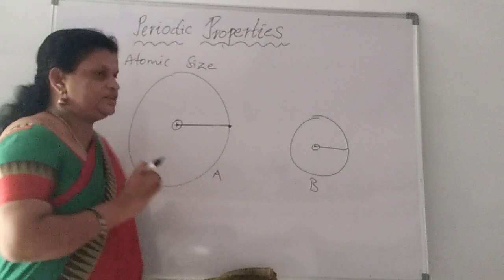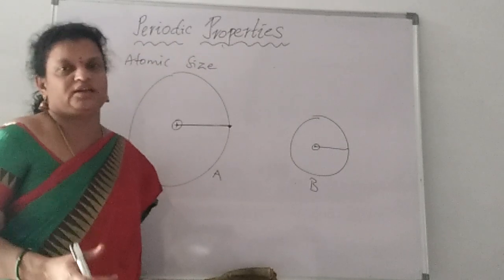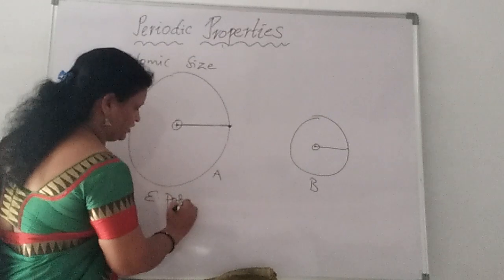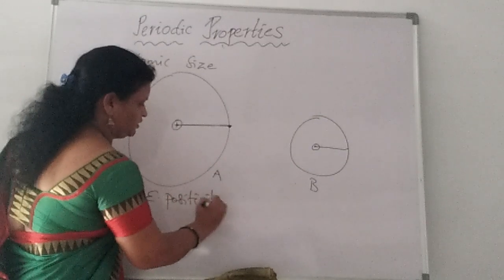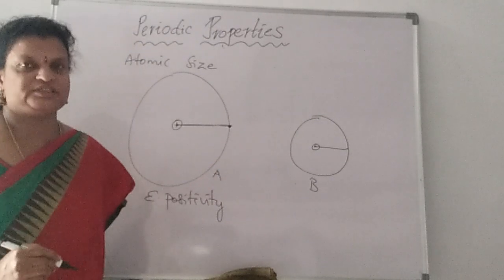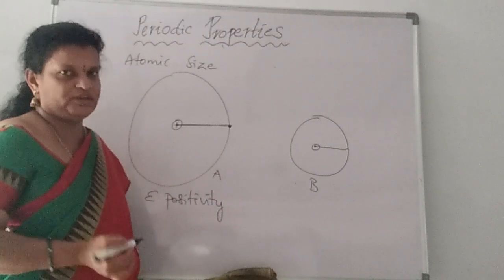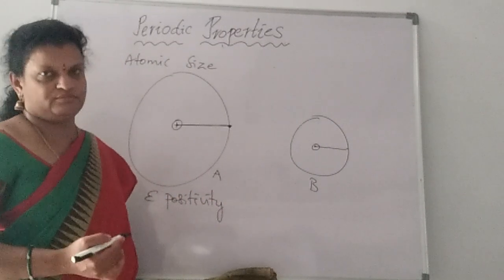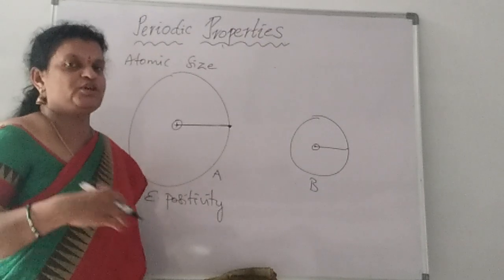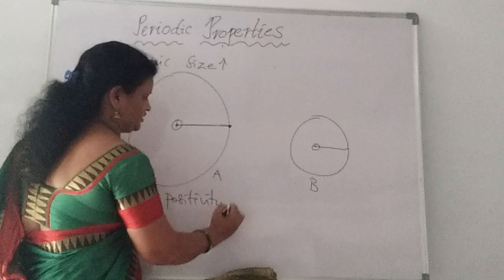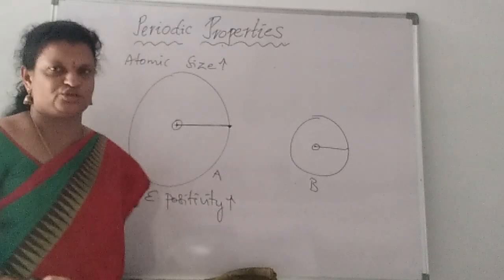The tendency of any element to lose an electron is nothing but electropositivity. The electropositivity of element A is greater because the size is greater. The tendency is more because the size is more; it wants to lose that electron very easily. So atomic size of this element is more, and electropositivity is also more.